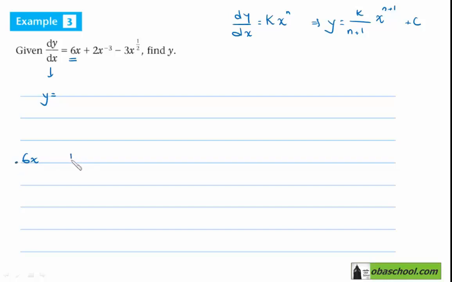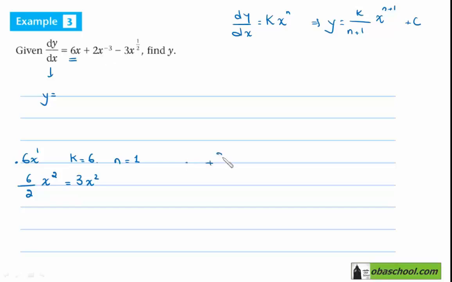First, the first term is 6x, then k equals 6 and n equals 1, the power of x. Therefore, applying it in the formula, the integration of 6x is going to be 6 over 2 times x to the power n plus 1, which is 2, equal to 3x squared. So this is the first term.